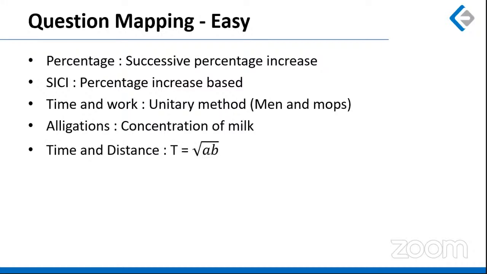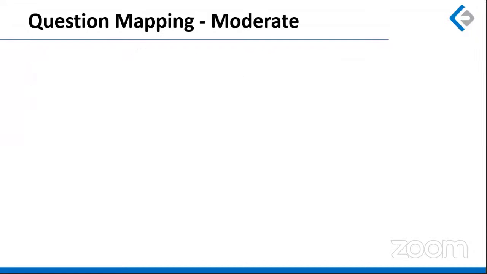A question based on time and distance where a standard approach of t is equal to root ab was given. By now you should know that whenever two people start from different points and they meet somewhere in between, and after crossing each other, if they take a given time, let's say a and b hours, to reach their respective destinations, then the time required for both of them to meet is the geometric mean of a and b. So that was the concept that was used here.